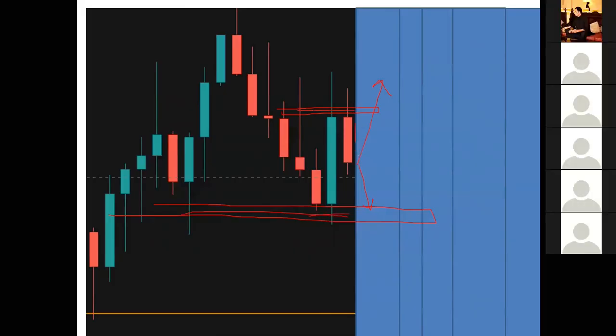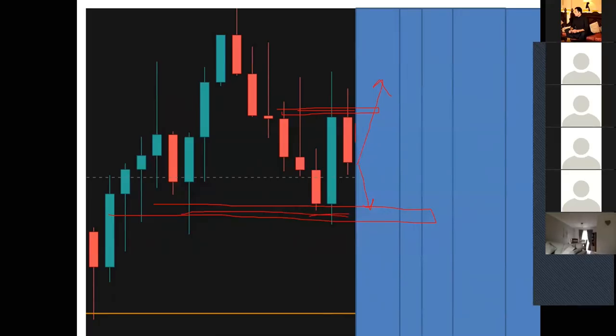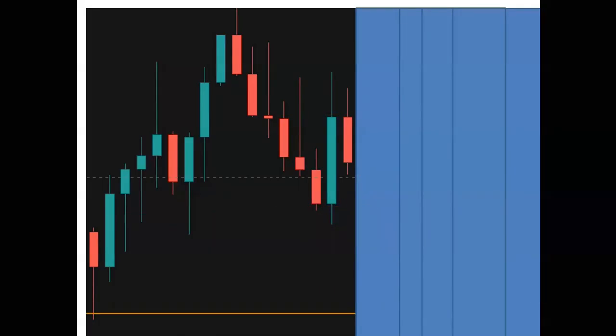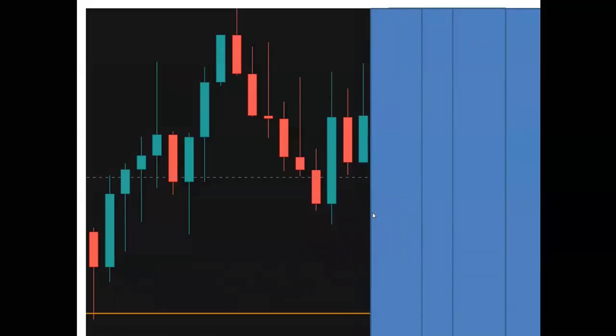We have no idea. So what we got to do is we got to be a good boy, and we have to wait for the next candle to close to see if we can find some sort of a confirmation. There we go. We have a bullish candle that formed like this. Now what do we do? I don't think we can do anything here, right?